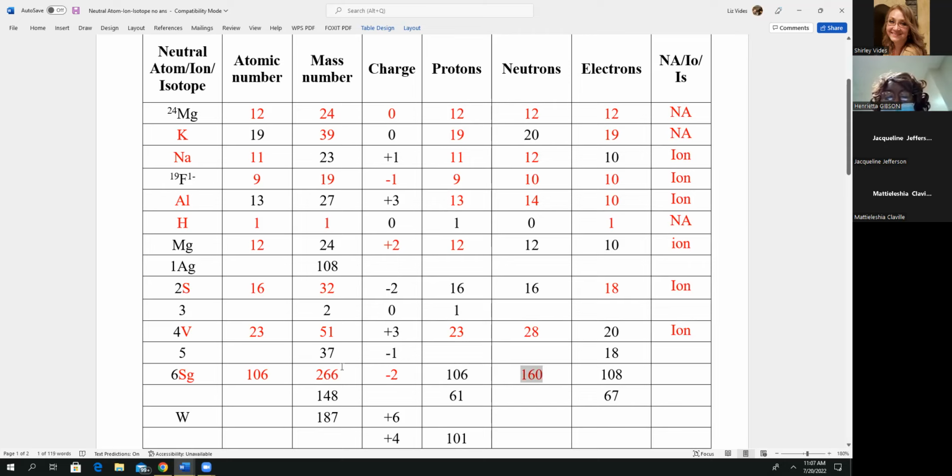So based on what we know, this is another ion. See, a lot of ions in here, hardly any isotopes as of yet. So Henrietta, you were supposed to do 1, 3, and 5. What did you get for 1?